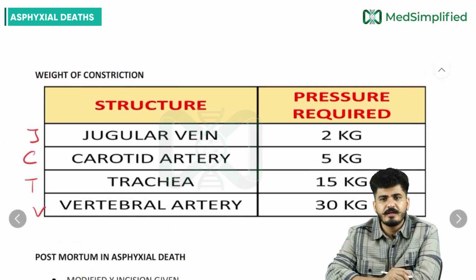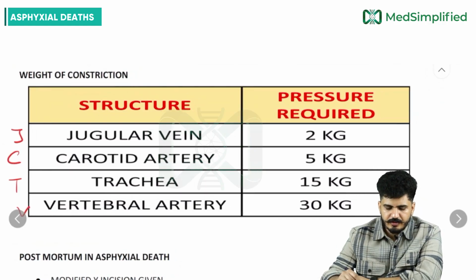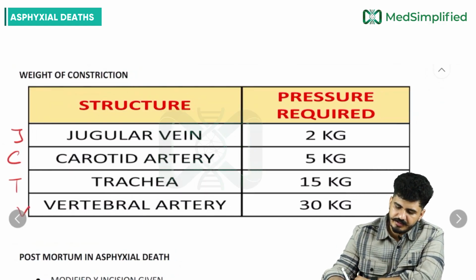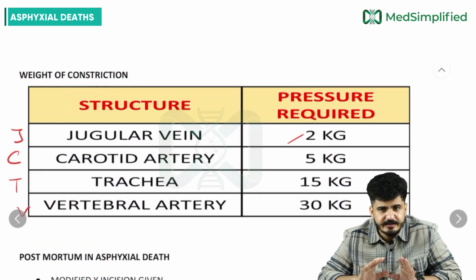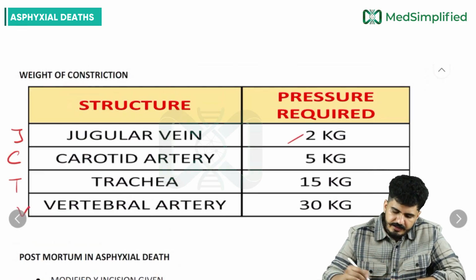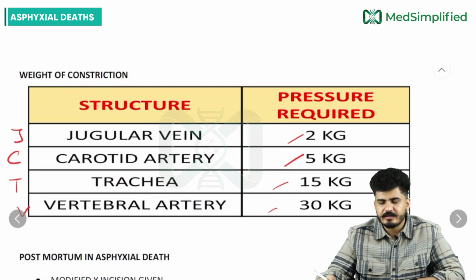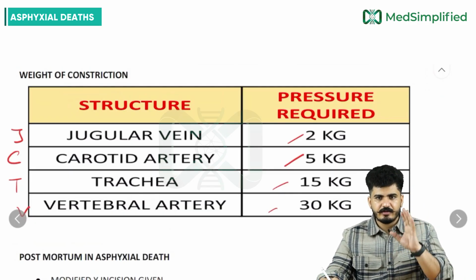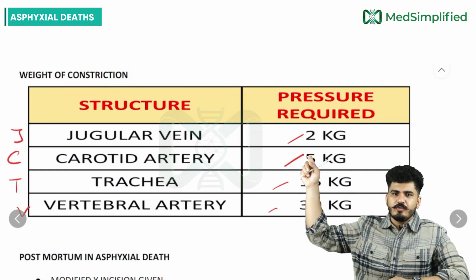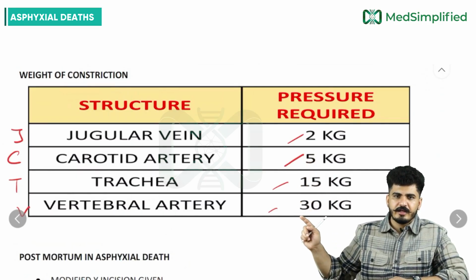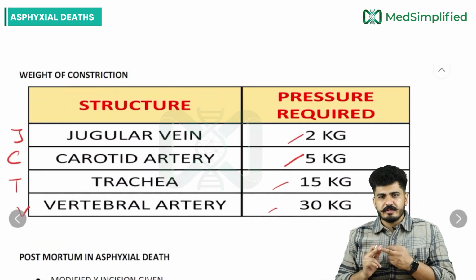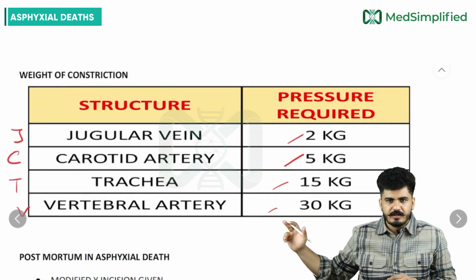JCTV. The mnemonic will be JCTV. Sir, J for jugular vein. How much weight is required? Sir, 2 kg. Just 2 kg weight is enough to compress the jugular vein. Then, sir, C for carotid artery. Carotid artery, sir, it will be your 5 kg. Then we talk about trachea 15, vertebral artery 30. So 2, 5, 15, 30. Your JCTV: jugular vein, carotid artery, trachea and vertebral artery, my dear friends.